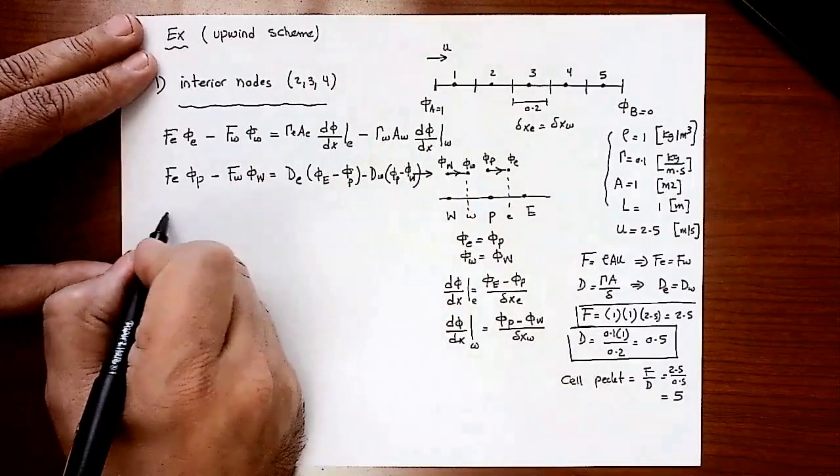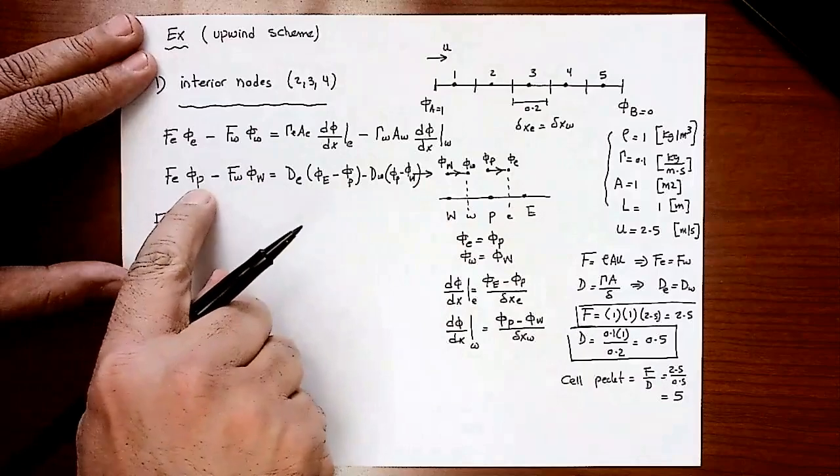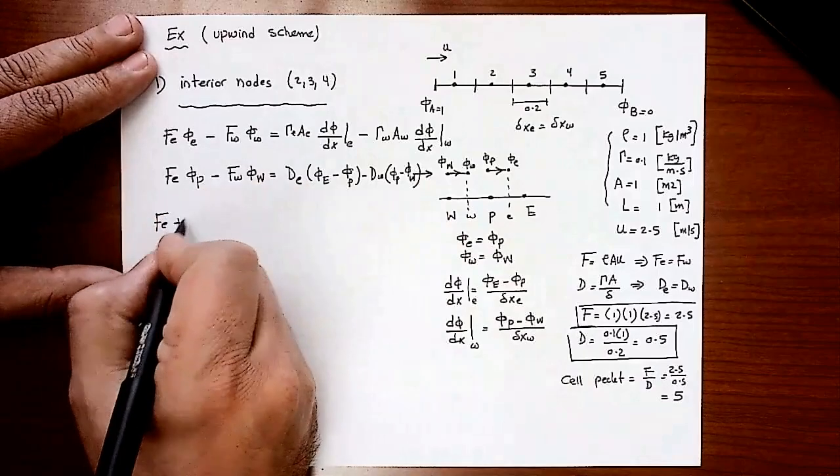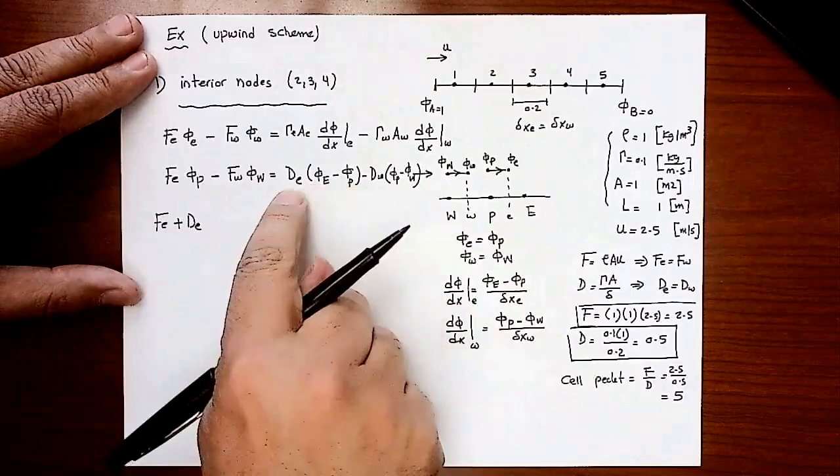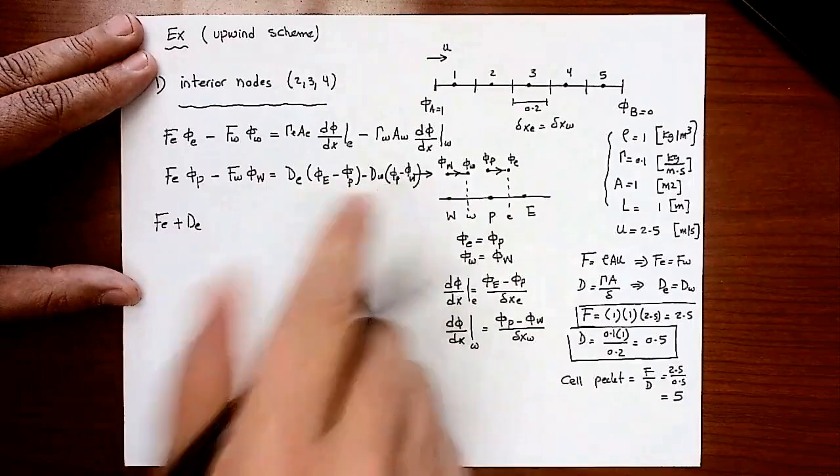Let's collect the terms. So I have F east in the phi p. I would have D east, which is this term. I will have D west as well.